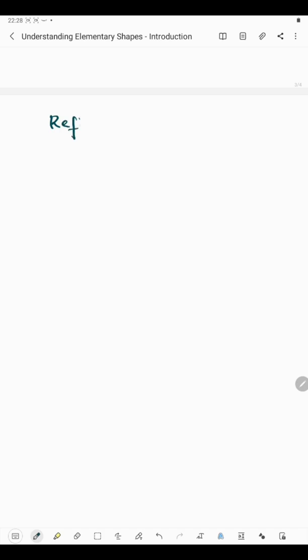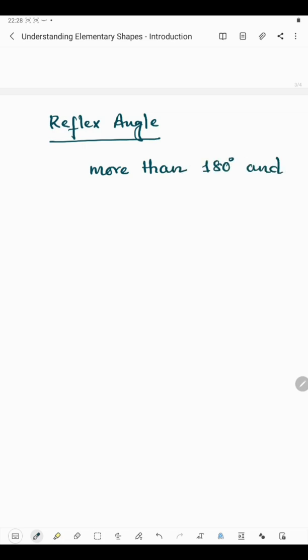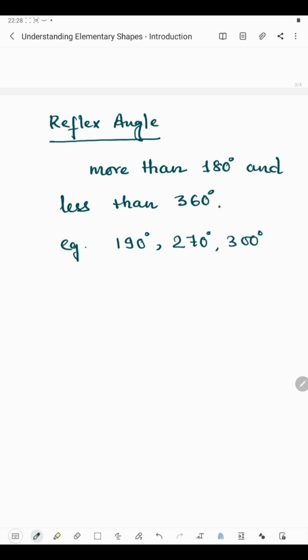Now next we have reflex angle. Now what are reflex angle? Reflex angle means an angle which is more than 180 degree and less than 360 degree. For example, say 190 degree, 270 degree, 300 degree. These all are reflex angle.